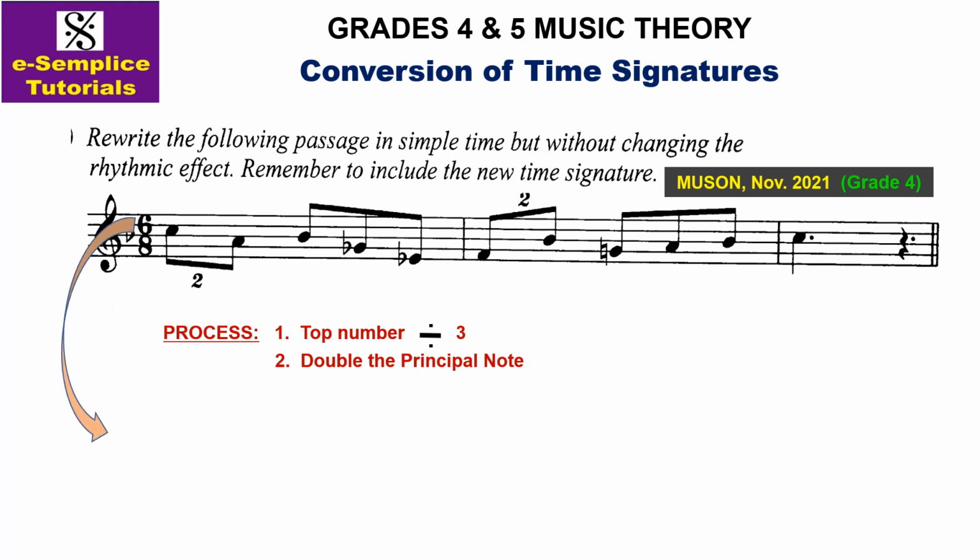The top number here is 6. If you divide 6 by 3, you have 2. The principal note here is a quaver. If you double a quaver, you'll have a crotchet. So the time signature changes from 6/8 to 2/4 time when converted.